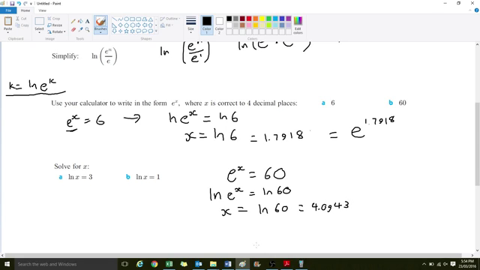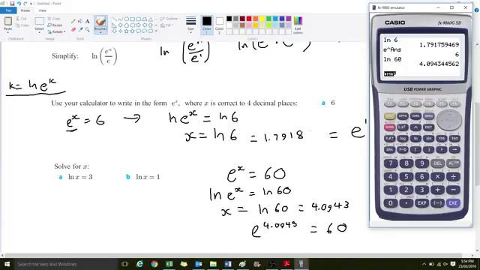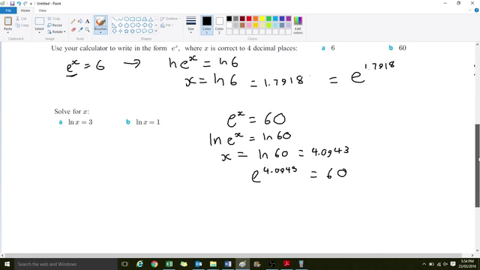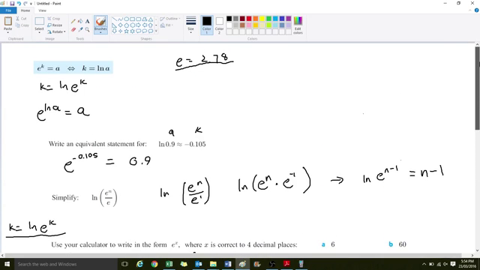Once again, to express this in terms of e, the final answer is e to the power of 4.0943 is equal to 60. So we've solved that value of x. I'll just confirm it here again for you: shift e to the power of, and we'll put in the answer that we calculated before. The answer is 60. So that's how we can use the law of logarithms in a bunch of different ways.